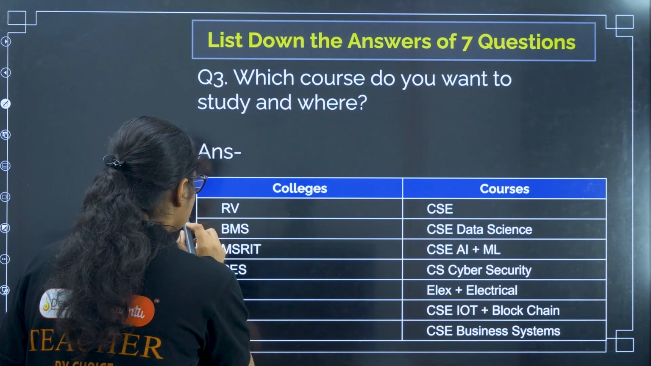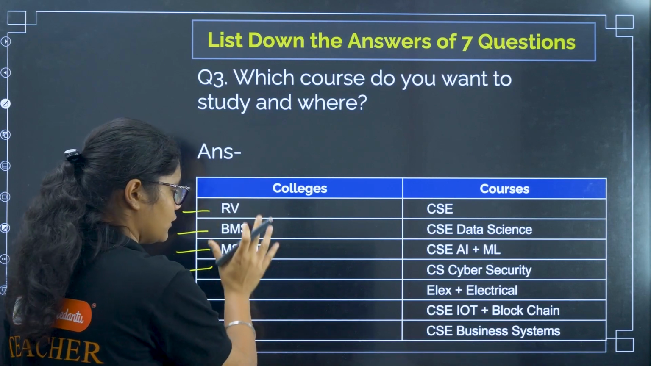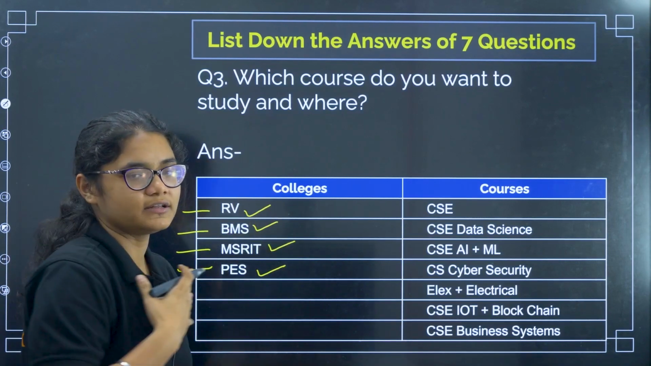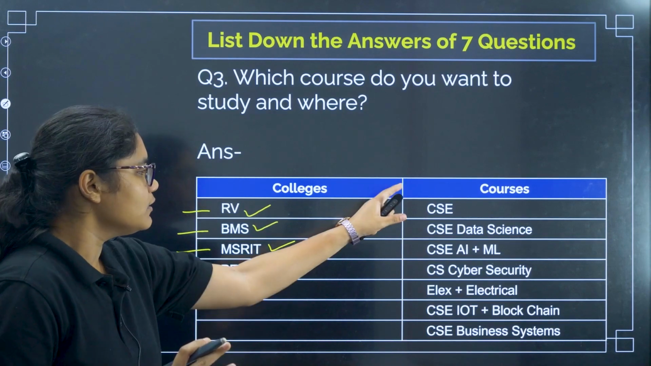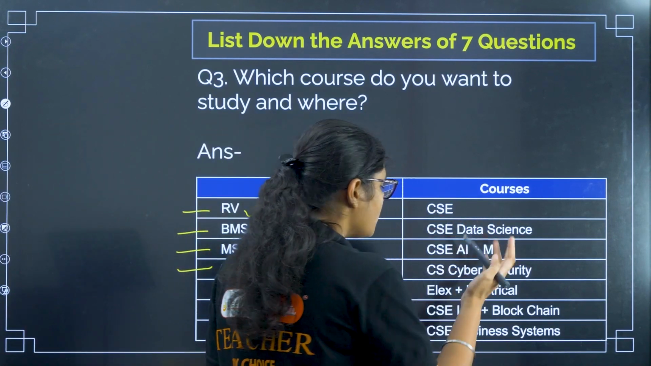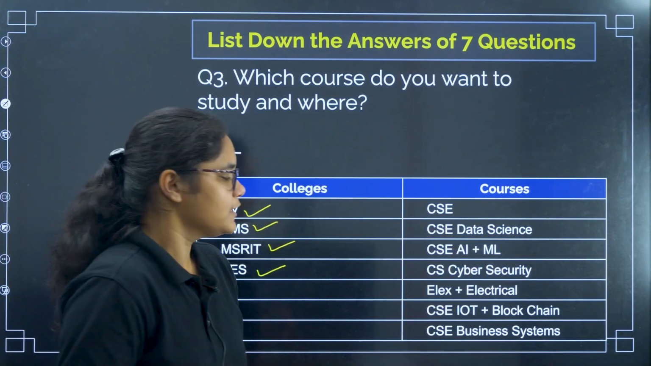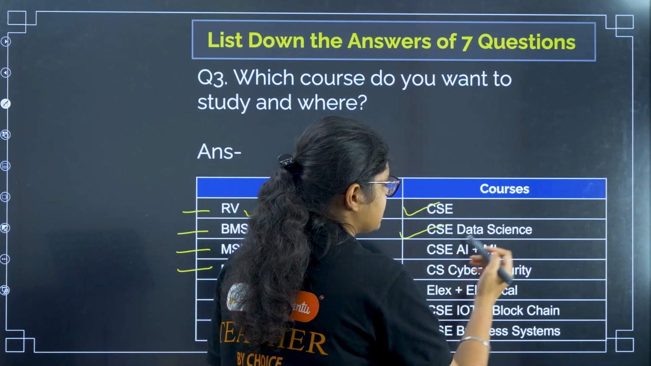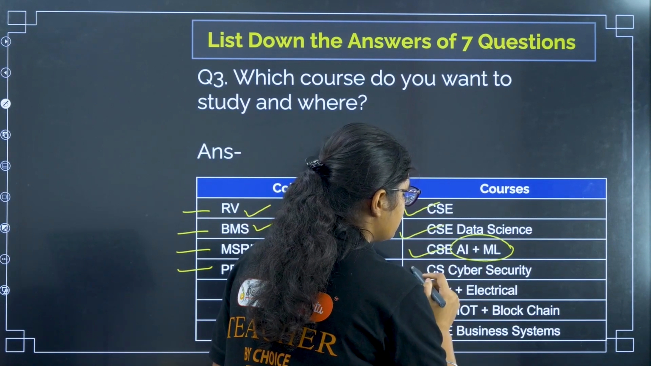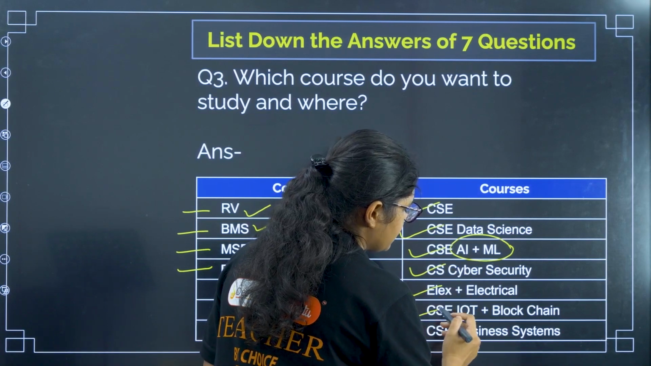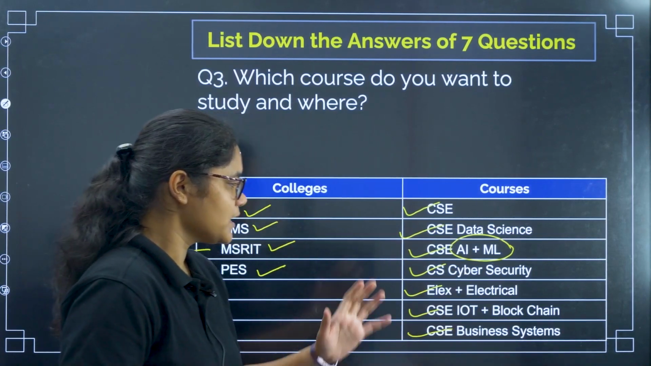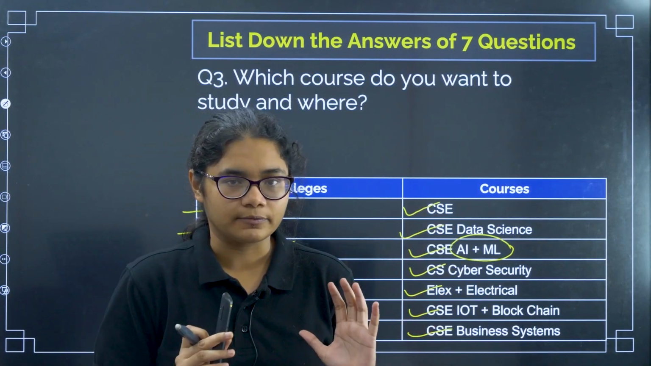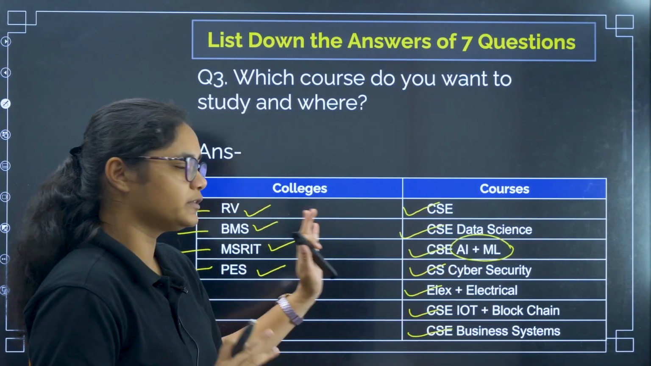You have to list down the colleges that you want to join. For example, RV, BMS, MSRIT, PES. These are the 4 colleges that I want to join. Now in the courses, you can mention all the courses that you are interested in. In my preference list, computer science is there, computer science and data science, computer science in AI/ML, cyber security, electronics, computer science in business system. These are some 6 or 7 branches that I want to opt for.